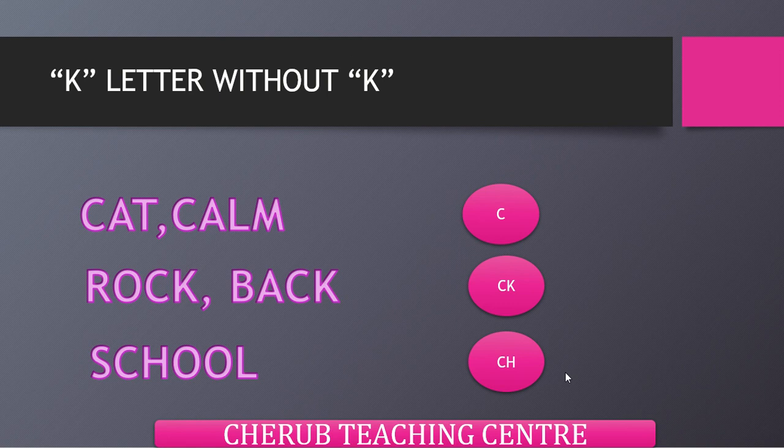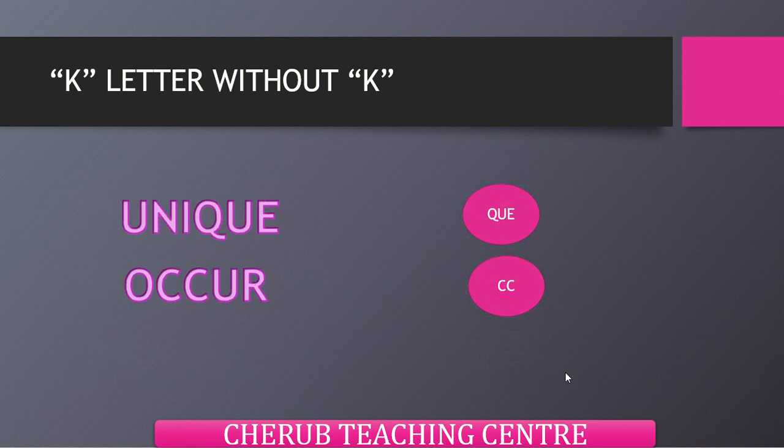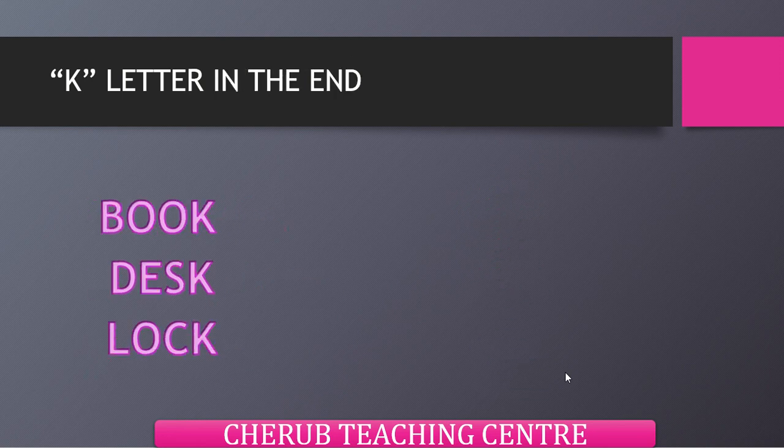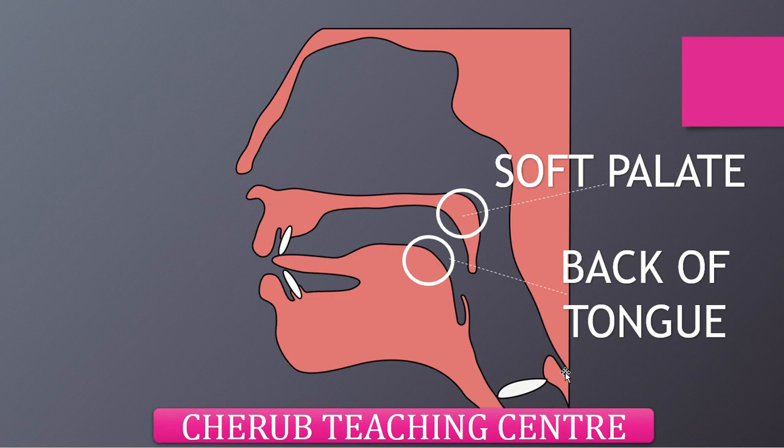And again I would like to show you where Q, U, E they come together, again it is pronounced as k. For example, unique, then technique. Then where C and C they come together, again it is pronounced as k. For example, occur, hiccup. Once again occur, once again hiccup. So these are the few letters, people. Let's do the practice once again.